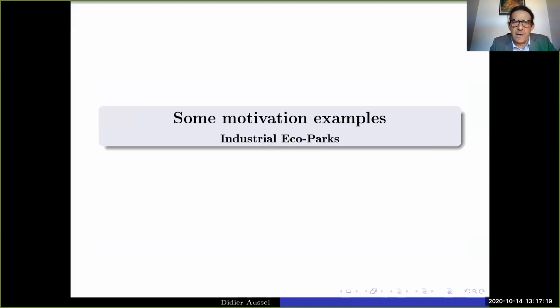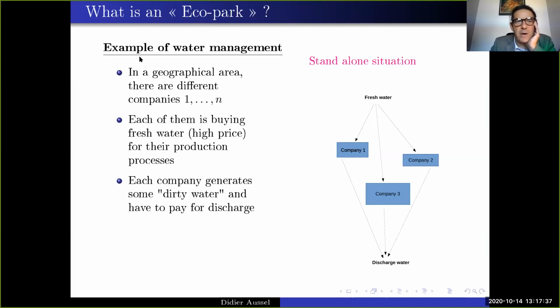Okay. Now I would like to speak about another application in which I invested a lot in the last years. It's called industrial ecoparks. So most of you probably don't know what it is. I will try to explain quite rapidly. So you are in a geometrical area, say an industrial park, and you have different companies, 1 to n. And those different companies, they use some product. For example, speaking about water, this is the simplest to imagine, but as I will tell you, it's not limited to that.